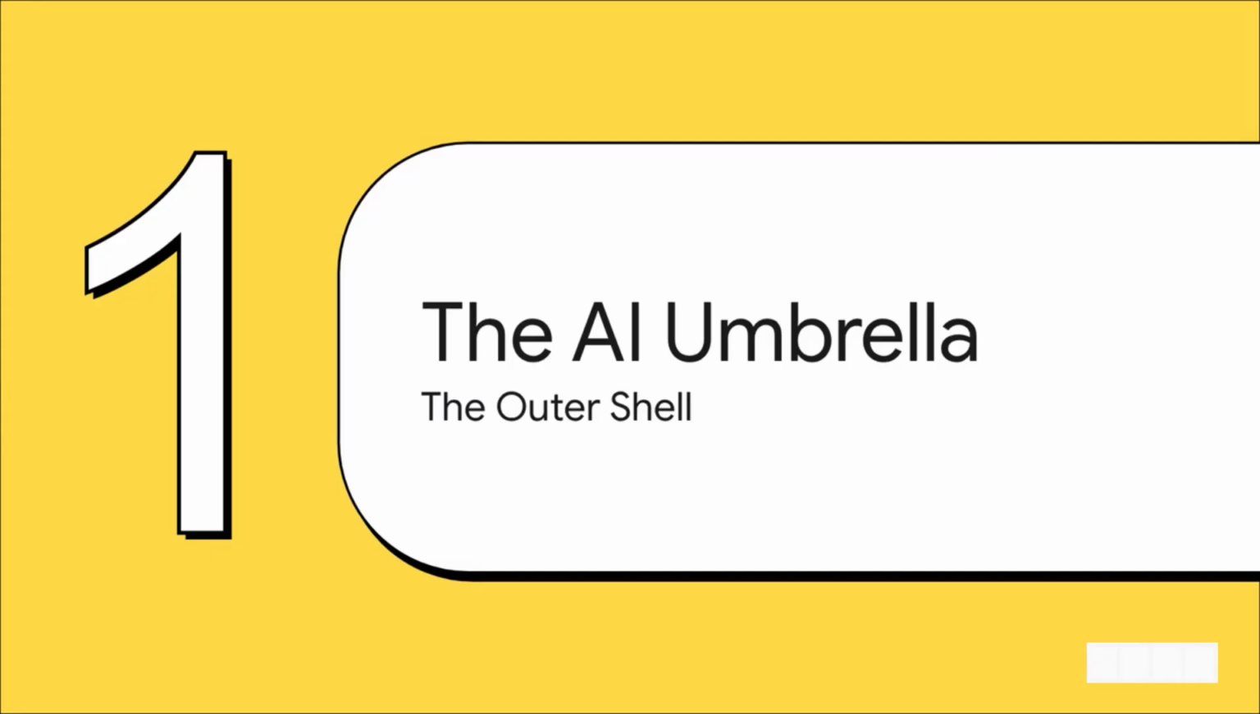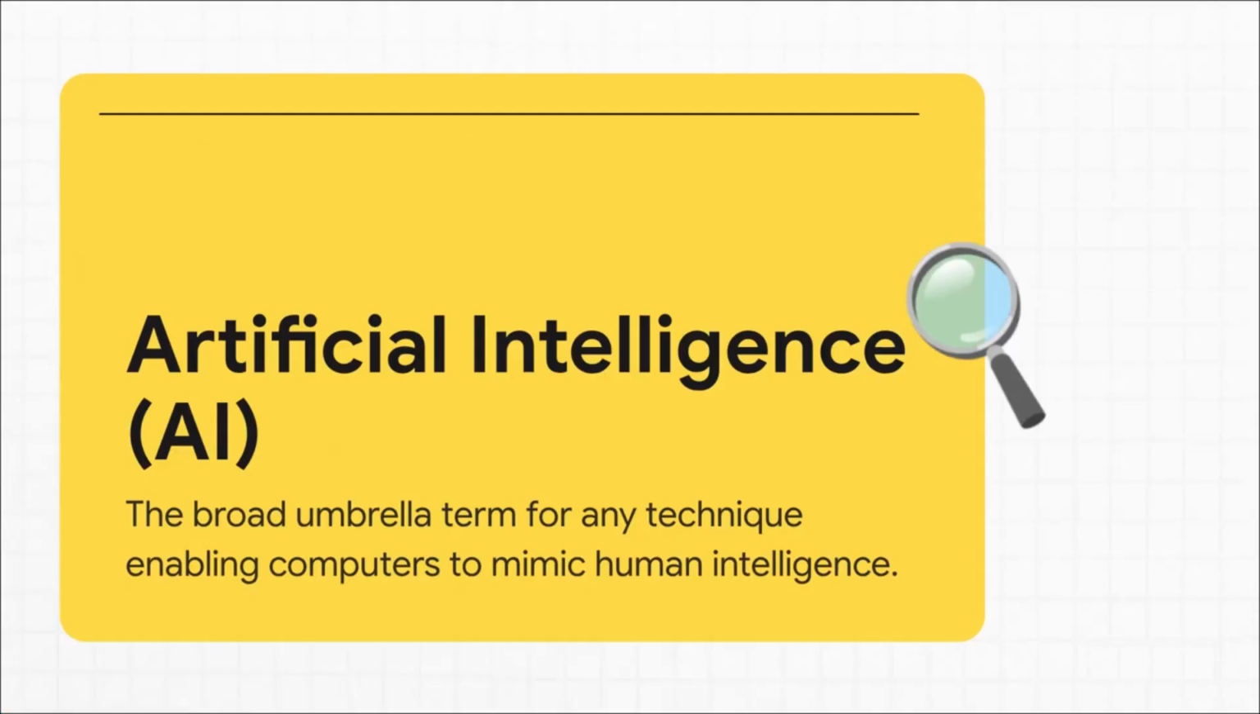All right, let's start with that big outer shell, the one that holds everything else. Let's talk about artificial intelligence. You can just think of AI as the ultimate umbrella term. Seriously, it covers any technique that lets a computer mimic human-like intelligence. This could be anything from basic problem solving to really complex reasoning. It's the original, kind of grand idea of simply making machines smart.